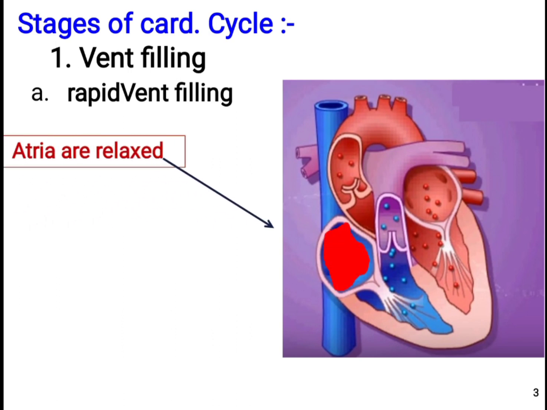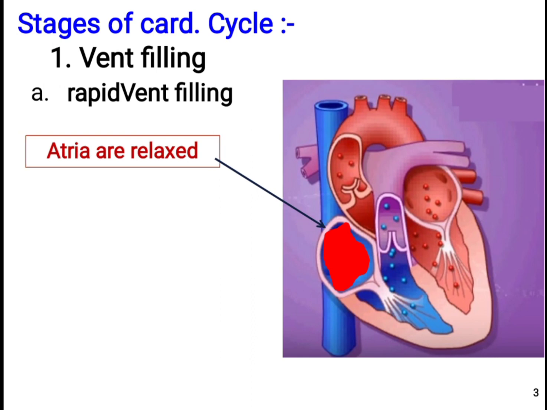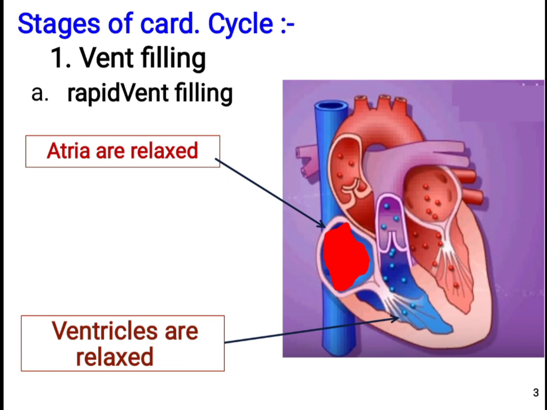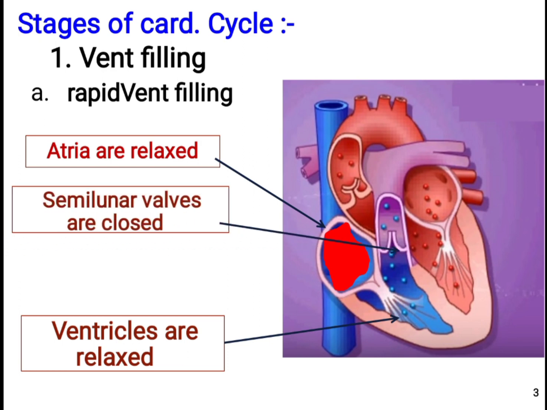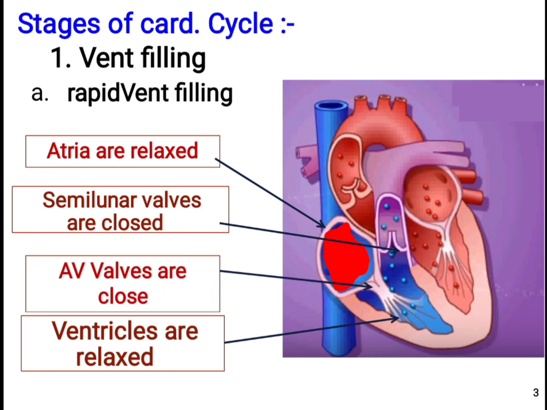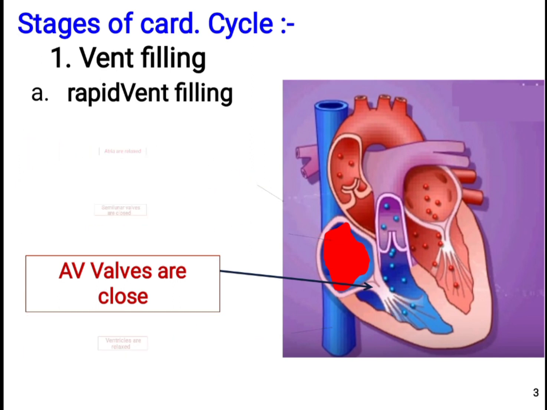Here, the atria are in a relaxed state. The ventricles are relaxed. The semilunar valves are closed. Why are the semilunar valves closed? They are closed because, as we saw previously, the arterial pressure is relatively higher than the ventricular pressure. That is to say, the pressure in the aorta and the pulmonary artery is relatively higher than the pressure in the left ventricle and the right ventricle respectively. And the atrioventricular valves are also closed.